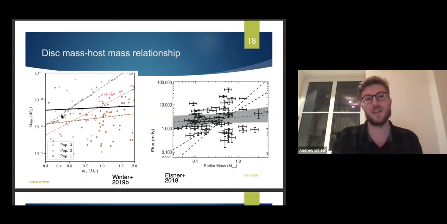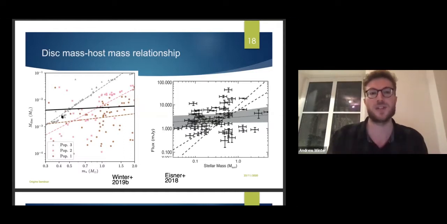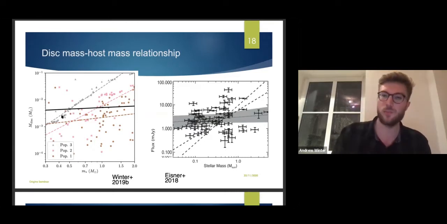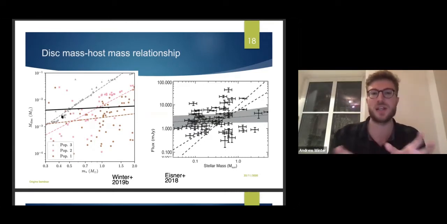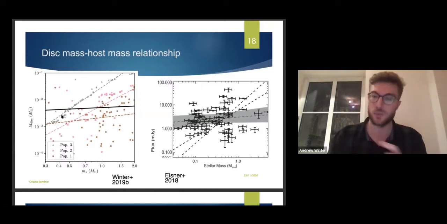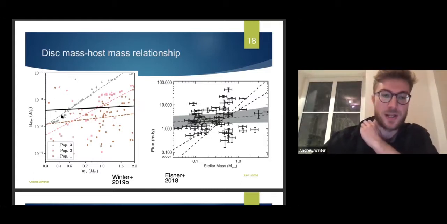And what you get if you fit this whole population as one population is this flat disk mass host mass relationship. So this is telling us that maybe if we look at disk masses in regions like this, it can tell us something about the star formation history potentially. And we should be trying to unravel exactly whether these populations correspond to different disk masses, perhaps in the Orion Nebula cluster.